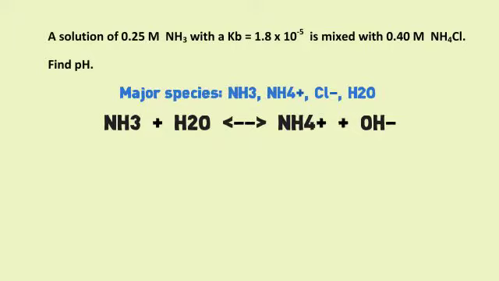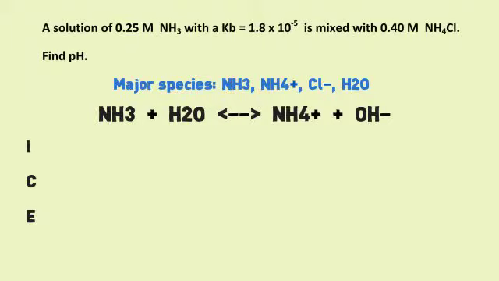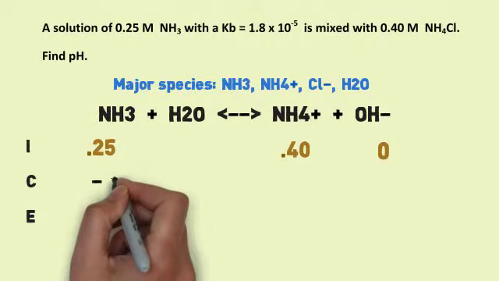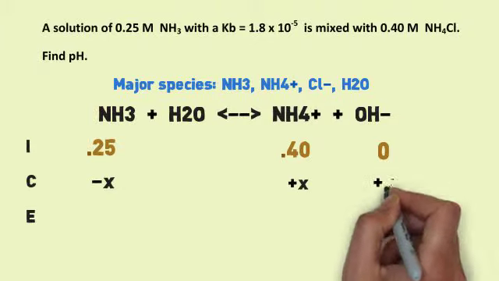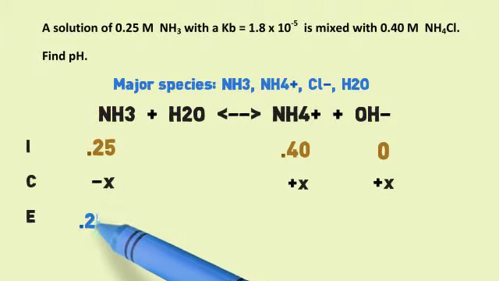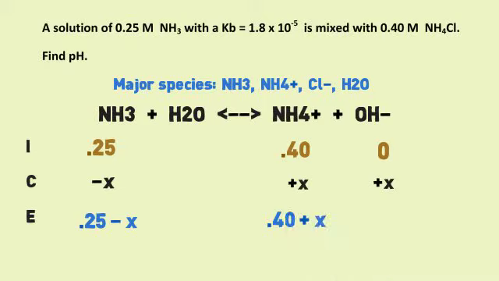So taking a look at this just briefly, let's do ICE just to see where we are and where those numbers come from. This is 0.25 from the solution, and this is 0.40 from that solution of ammonium chloride. And this starts out at 0. This becomes minus x, and plus x. So this is 0.25 minus x, and this one is 0.40 plus x. Be careful that you get these numbers correct. And the last one, of course, is just x.